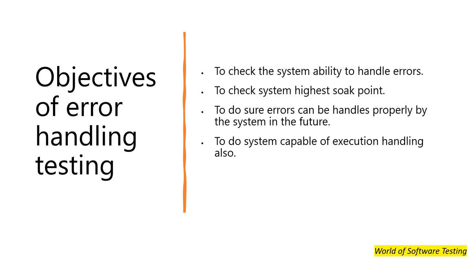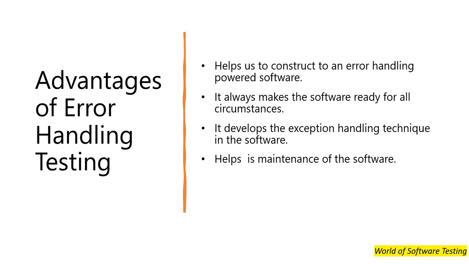So what are the objectives of error handling testing? Why do we perform error handling testing? What is the purpose of it? We perform it to check the system's ability to handle errors. With invalid inputs, there should be an error from the system, to check the system at its highest soak point. Then, to make sure the errors can be handled properly by the system in future, and to check that the system is capable of exception handling also. These are some of the objectives of error handling testing.